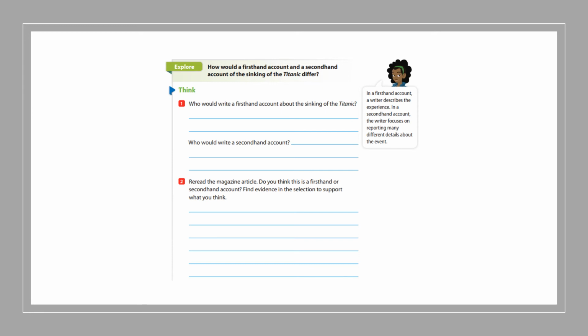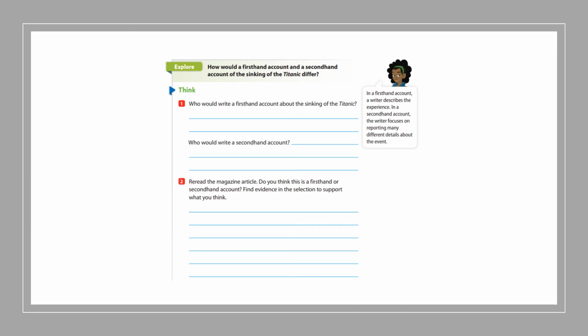So if I'm thinking about the Titanic, a person that would write a first-hand account would be someone who was on the Titanic as it was sinking. So it would need to be a survivor. The second part of the question says, who would write a second-hand account? In my Venn diagram, it says a second-hand account uses background information and details and the person was not there. So a person that would write a second-hand account is probably someone that did research or read a book about the Titanic sinking.